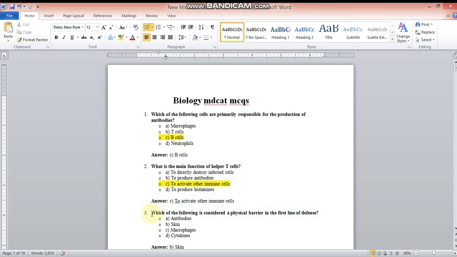The next MCQ is, which of the following is considered a physical barrier and the first line of defense? A. Antibodies, B. Skin, C. Macrophages, D. Cytokines. So the correct option is B.